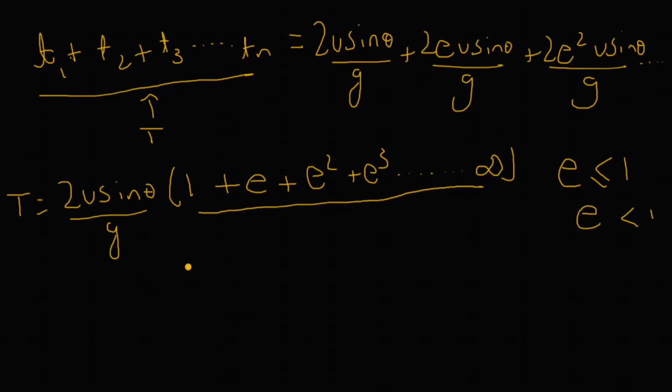So the formula for the summation of infinite terms of a converging series is given by A by 1 minus R. Here, as we can see, A equal to 1, and what is the common ratio? Each term is getting multiplied with e, so we can say R equal to e.